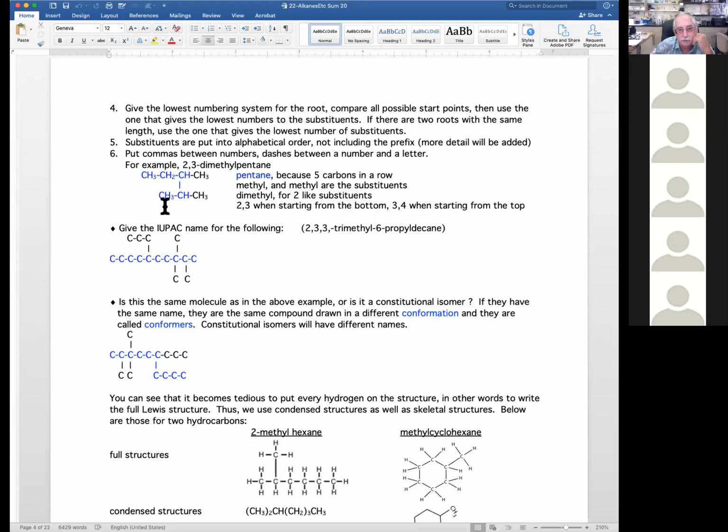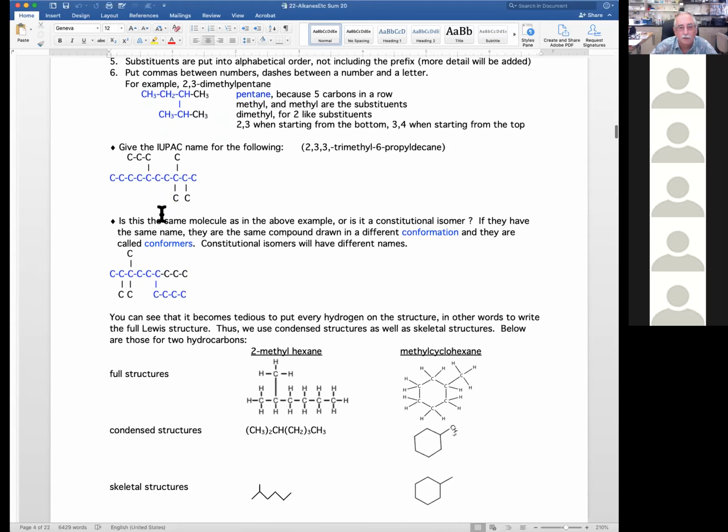Here are your choices. 1, 2, 3. So if I start from here, it's 2, 3. If I start from here, it's 1, 2, 3, and 4. So this way it would give me 3 and 4. This way it gives me 2 and 3. So the name is 2,3 because that's the lowest numbering system. So here's another one.